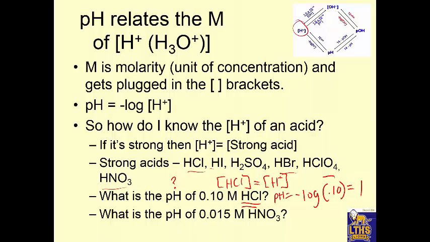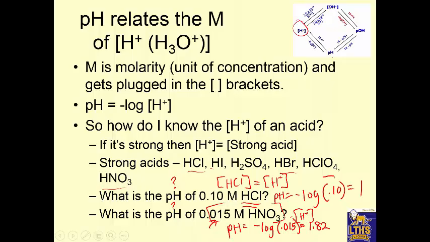Okay. It says, what is the pH of 0.015 molar HNO3? That's what we're looking for. Okay, step 1, hello, it's an acid. Step 2, it's a strong acid. So that means that the concentration of HNO3 equals the concentration of H plus. So we know the H plus concentration, and we need to find the pH, so we have to take the negative log of 0.015. You plug in the negative sign on your calculator, you hit the log button, you plug in 0.015, hit enter, you find out that the pH of this solution is 1.82. Okay?